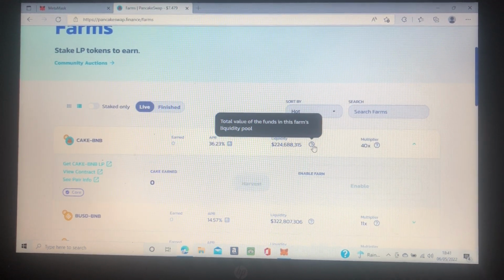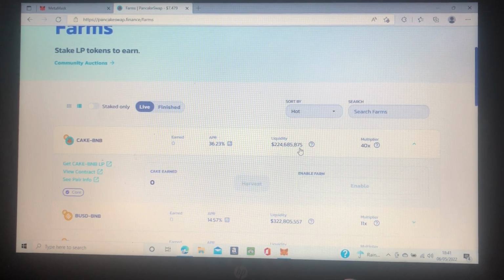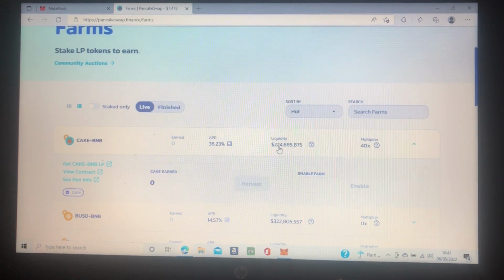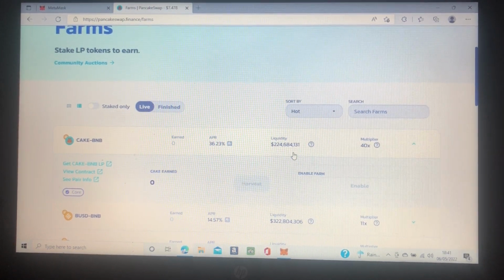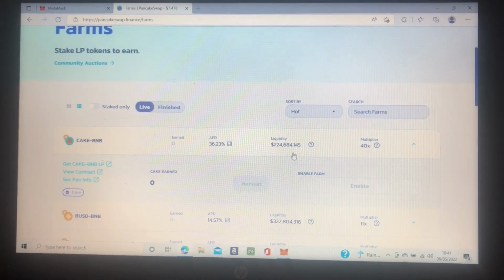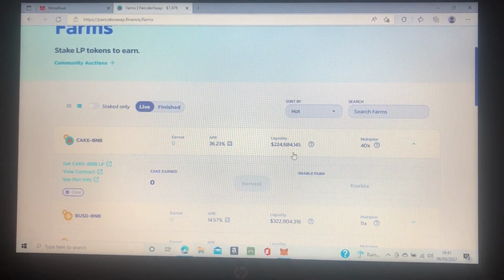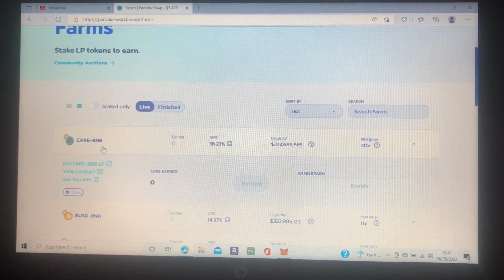I believe this is clear enough. So $224,688,315 is the total amount of money, liquidity, in this pool. So liquidity is a synonym for money in the crypto space, in the crypto ecosystem. So whenever I hear liquidity, it means money in a particular ecosystem. So this 224 million is the total money in this cake BNB liquidity pool.